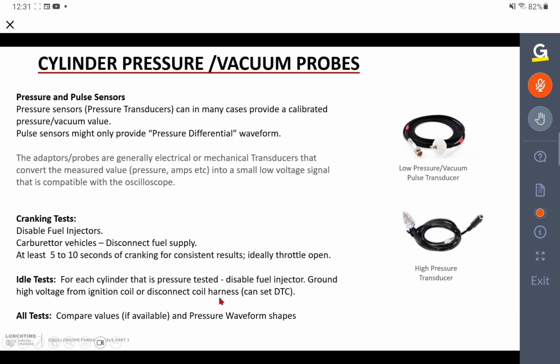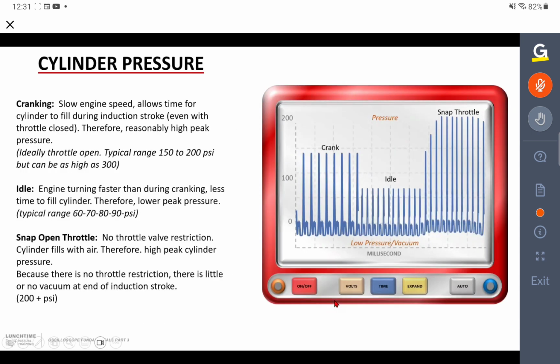So we need to ground it or disconnect the harness, and of course that could set a trouble code, so you might have to reset that afterwards. But with all the tests we're going to look at, we need to compare values, if available, with a known good example, and we need to compare the pressure waveform shapes, and we'll look at those shapes as we go through the next few slides.